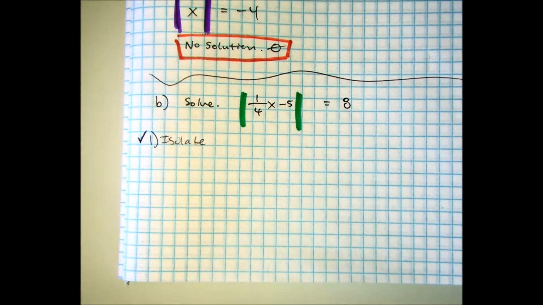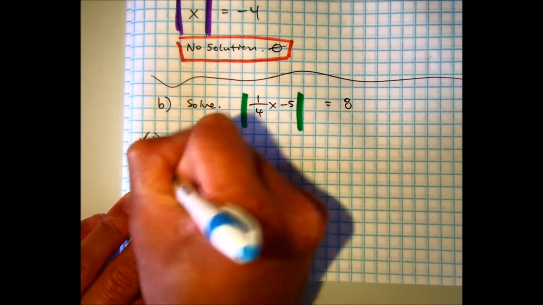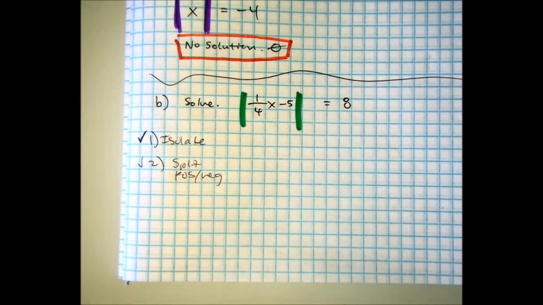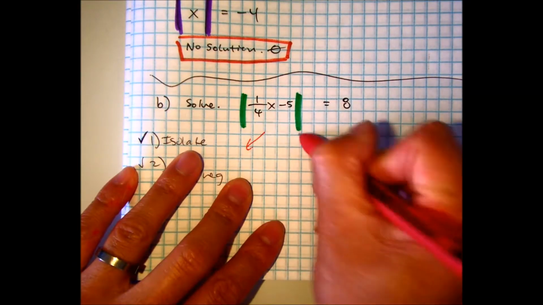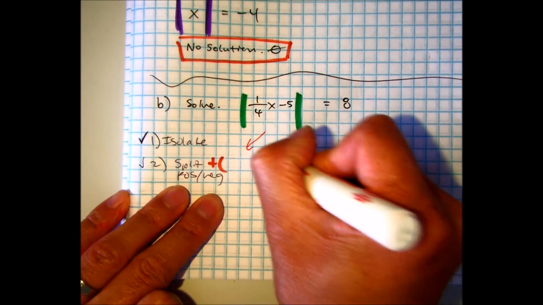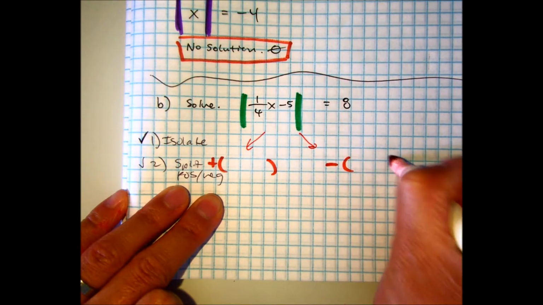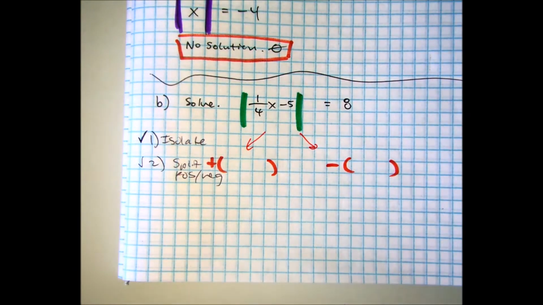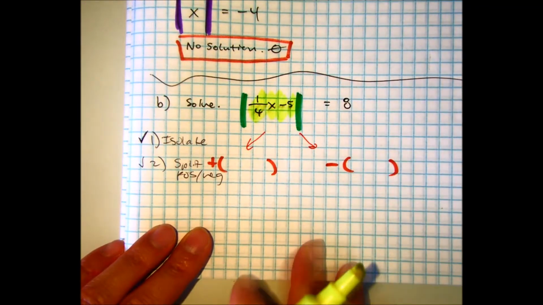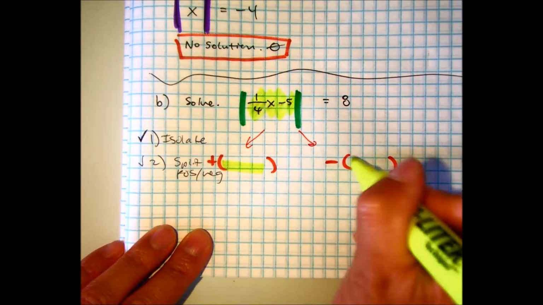What was the second thing you wrote down there, Fabricio? Split positive and negative. Let's split into a positive and negative. I'm now going to split this to one that is positive and one that is negative. Put your finger on the argument. Show your partner. This is the argument. Do you see that? We're going to write that twice.